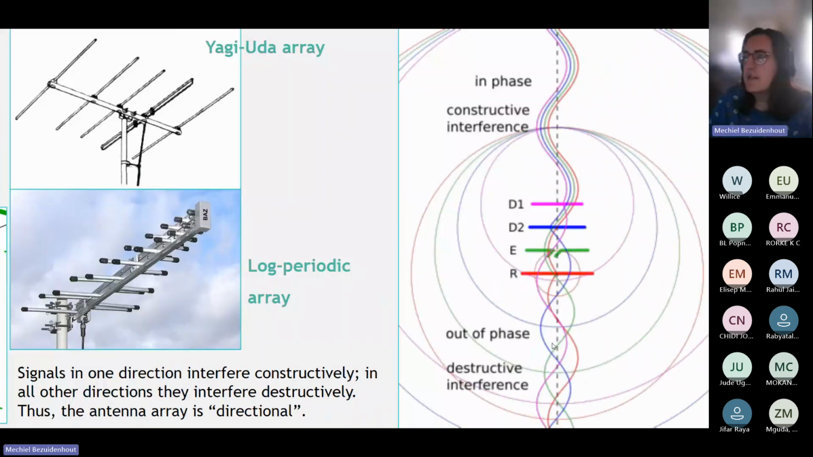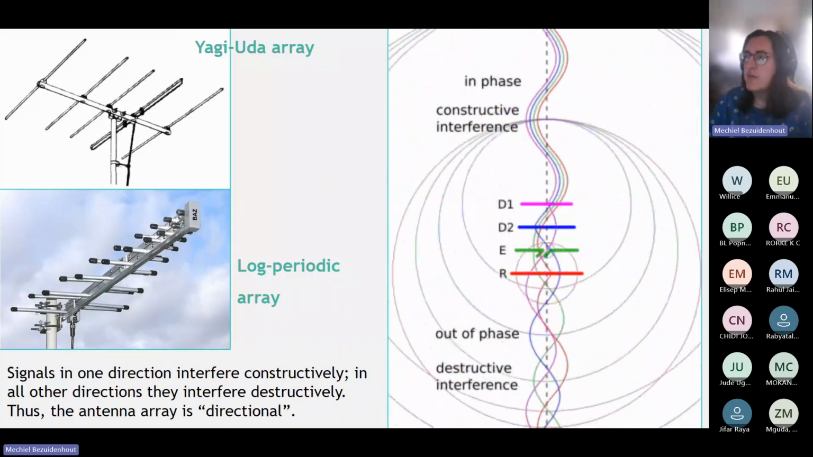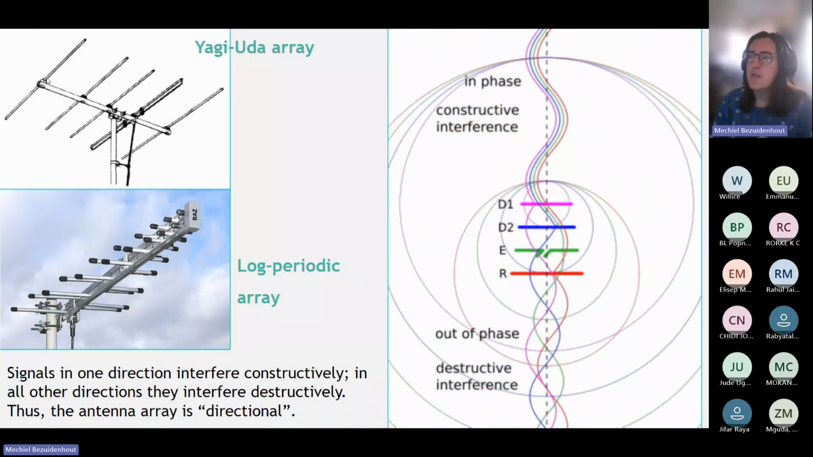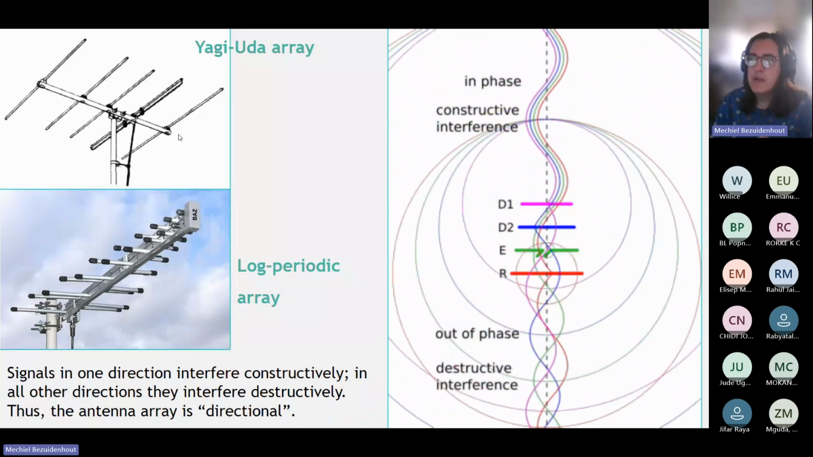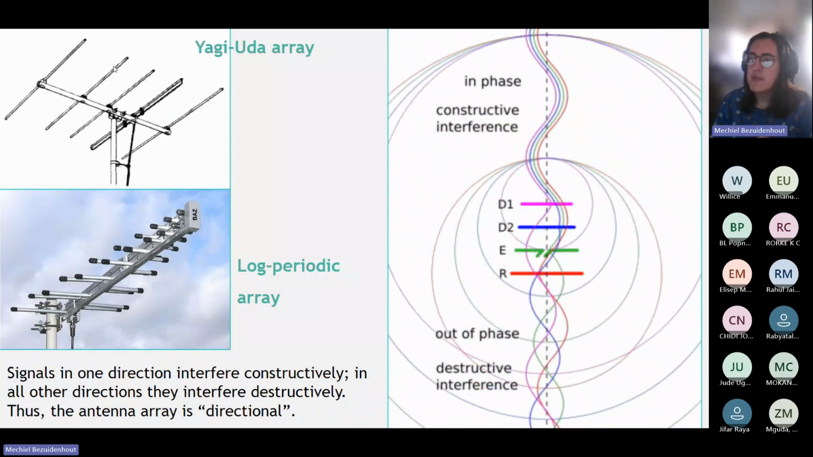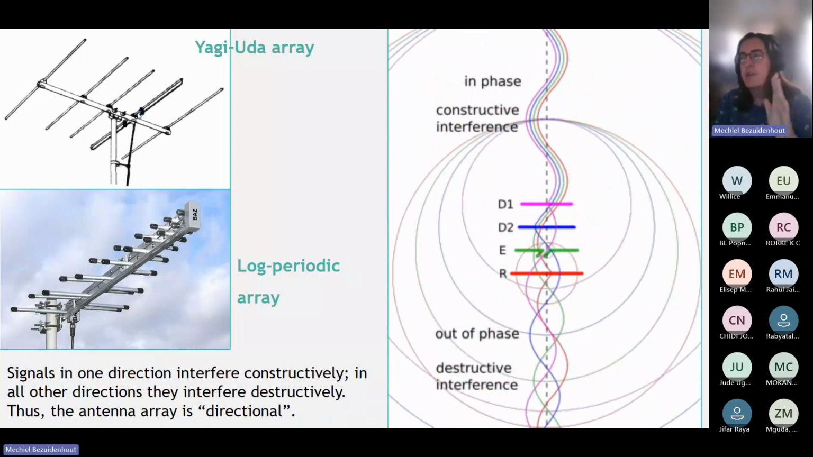Now this is a more elaborate version of that. On the top left is an antenna called the Yagi-Uda array. And this is basically some dipole antennas arranged in parallel.